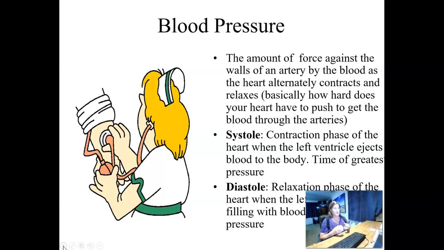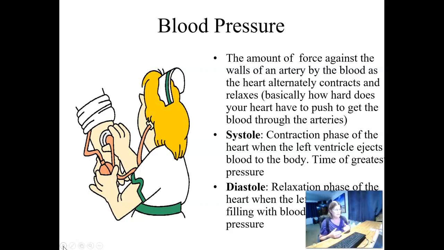When your heart contracts, the left side of the heart ejects blood out to the body. Your right and left ventricles actually contract at the same time, but the left side is pushing blood out to your body, and the right side is pushing blood over to your lungs. That is the time of greatest pressure because your heart is in its working phase.